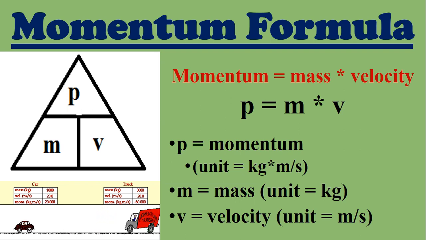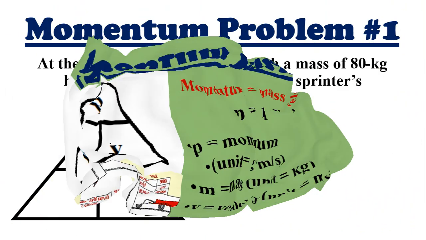Lowercase p represents momentum, and its unit is kilograms times meters per second. M is equal to mass. Its unit will be kilograms, so the mass will have to be in kilograms. And velocity is going to be in the unit of meters per second. Now, this is algebraically. Remember, I like to place it in the triangle form. So little p at the top, m and v at the bottom. The reason why is because you're multiplying mass and velocity, and the numbers have to be next to each other for them to be multiplied.